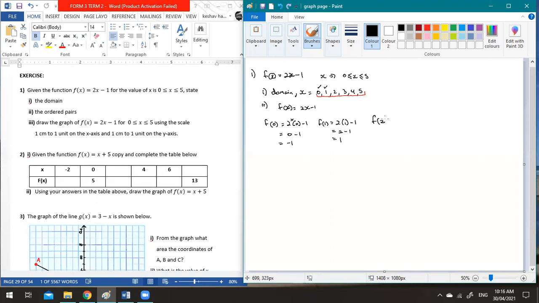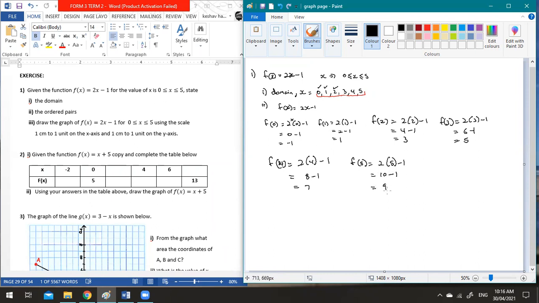The next number in line is 2, right? So you put in 2. So 2 by 2 is 4 minus 1 is 3. The next number in line is 3. So 2 by 3 minus 1. So you get 6 minus 1 is 5. Then the next number in line is 4. So 2 by 4 minus 1. 8 minus 1, 7. And then the last one is 5. So 2 by 5 minus 1. So 10 minus 1 is 9.